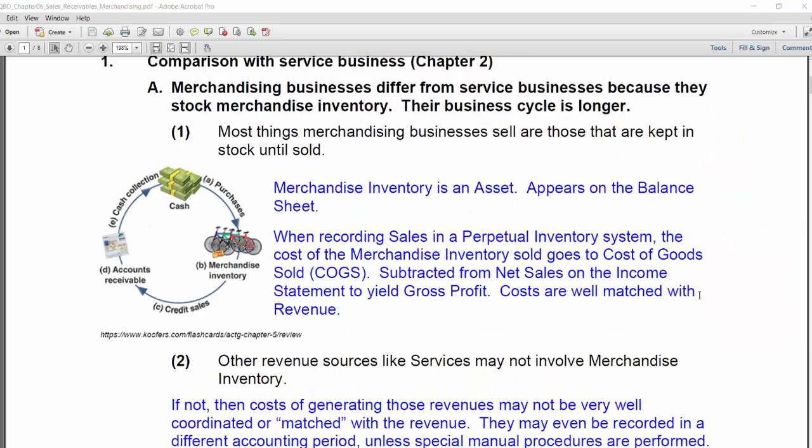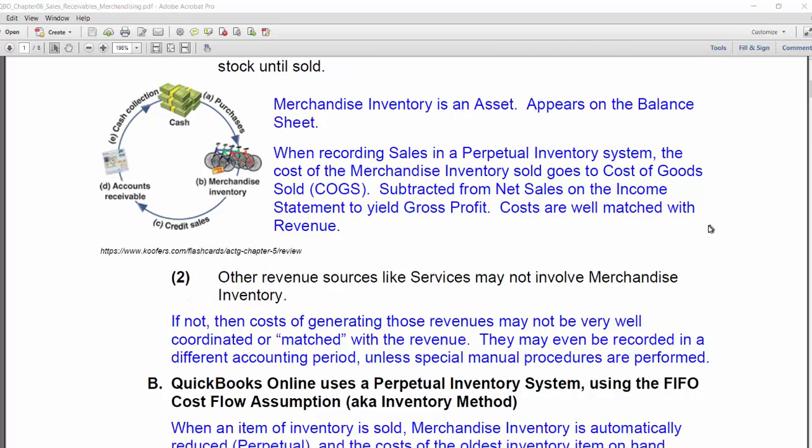Other revenue sources for a merchandising business, like services, might not involve merchandise inventory. In that case, the revenue and its costs may not be well matched, and they might even be recorded in different accounting periods unless we do special manual procedures.